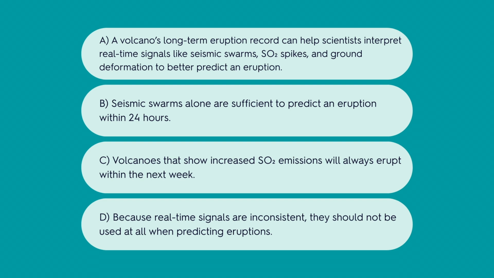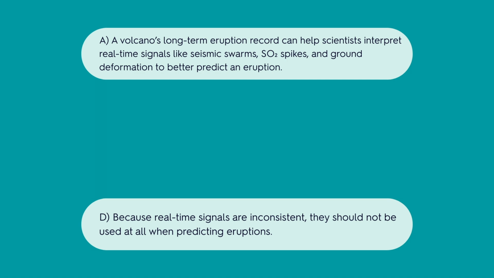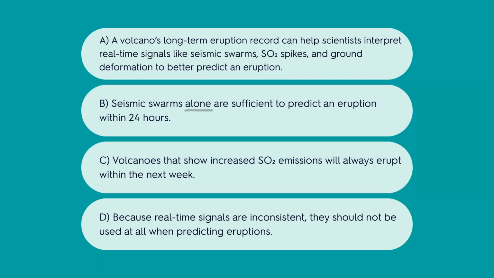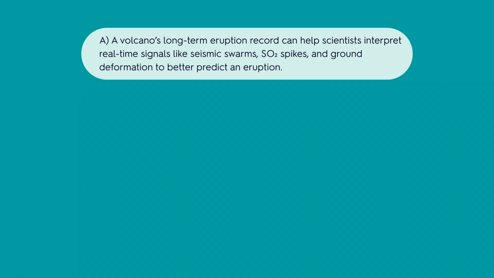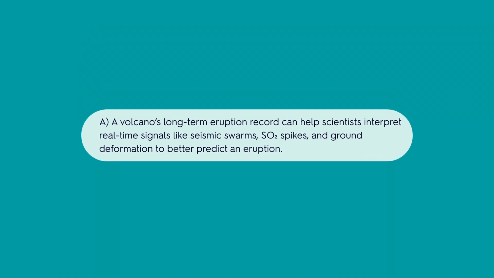Start by eliminating the traps. Watch for single signal answers. Choices that focus on just swarms or just sulfur dioxide usually support Viewpoint 1. Next, check the wording. If you see words like alone, always, or not at all, treat that as a warning sign and eliminate it, because it usually goes too far for a both question. Once those are gone, look for the overlap. The best both choice combines long-term records with real-time signals.